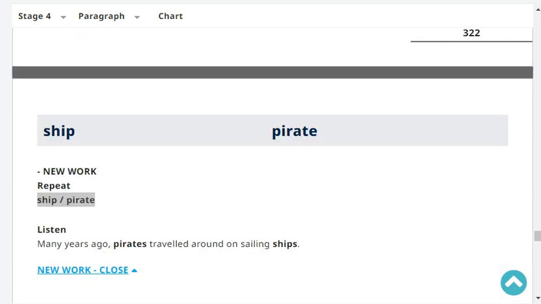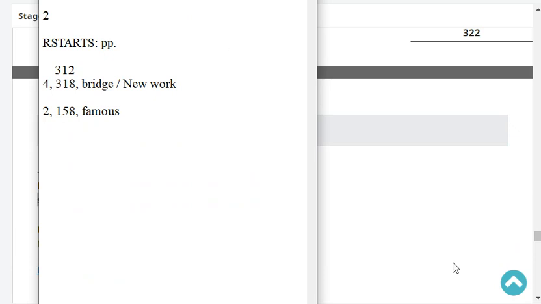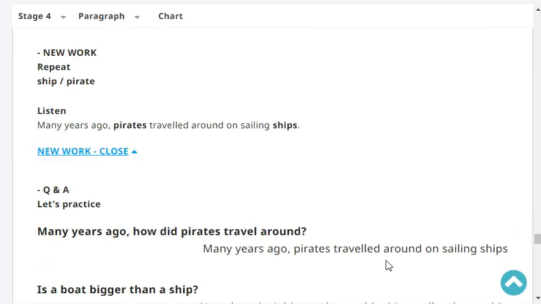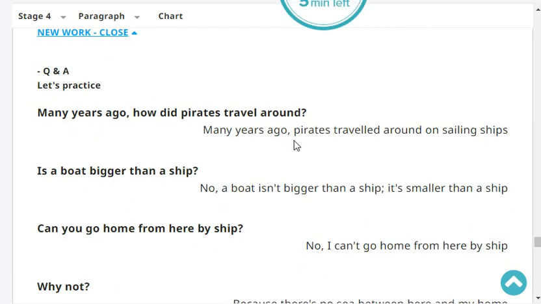Okay, very good. Listen. Many years ago, pirates traveled around on sailing ships. Let's practice. Many years ago, how did pirates travel around? Many years ago, pirates traveled around on sailing ships.